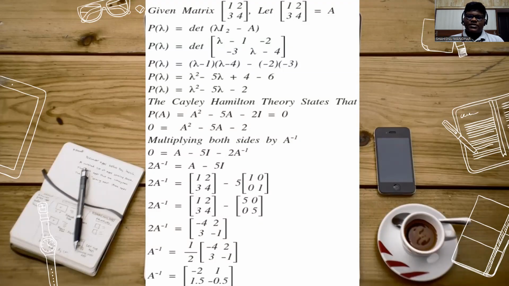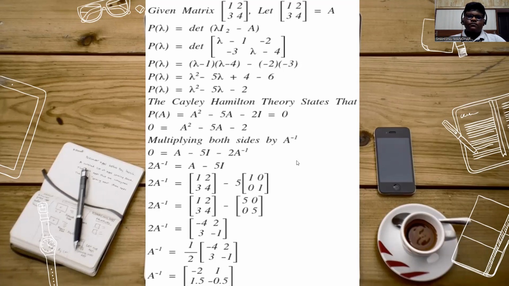Now, multiplying both sides by A power minus 1, which is nothing but A inverse, 0 is equal to A minus 5I minus 2 A power minus 1. Now, moving A power minus 1 to the left hand side, we get 2A power minus 1 is equal to A minus 5I. Now, substitute the values of A and I in the given equation and bring the 2 back to the RHS. Now, multiplied by 2 becomes divided by 2. So, the final equation is A power minus 1 is equal to [minus 2, 1; 1.5, minus 0.5].